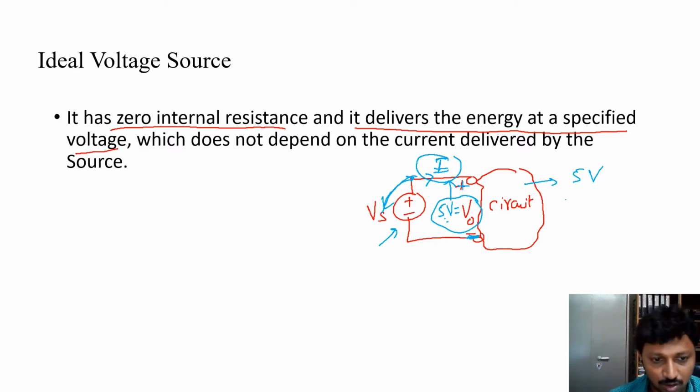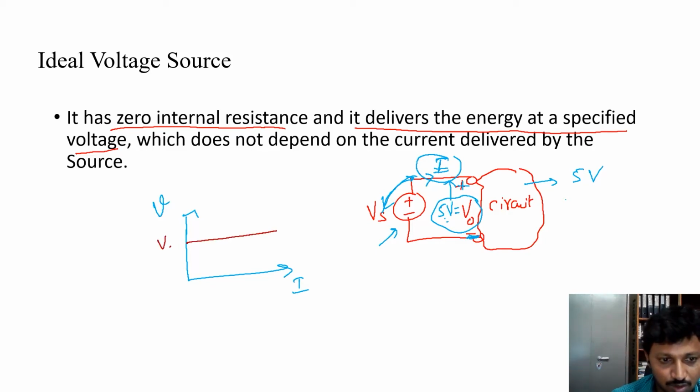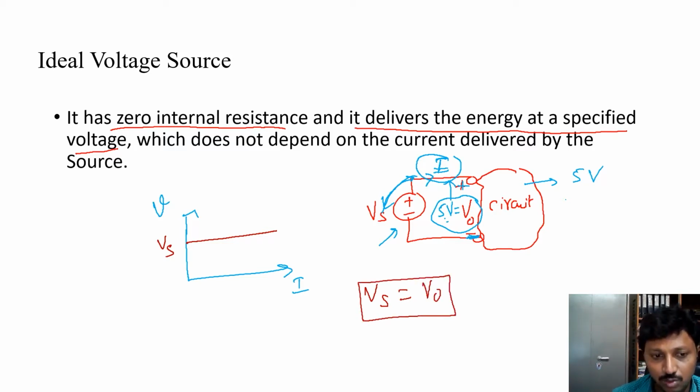You just see the graph here: I is on the x-axis, and the y-axis is the voltage. So this voltage V is equal to Vs. Even if you apply Kirchhoff's law here, Vs is equal to V0. Supply voltage is equal to terminal voltage V0.